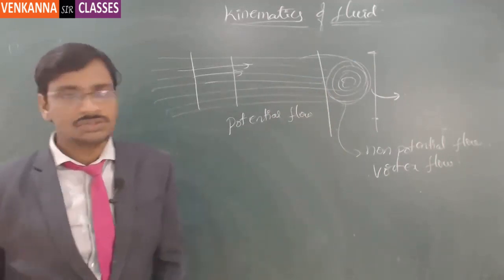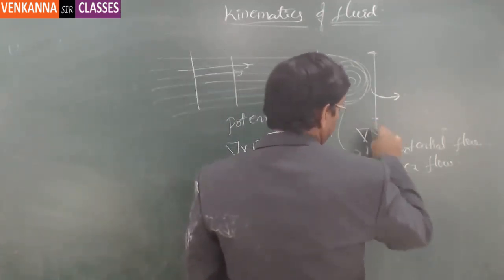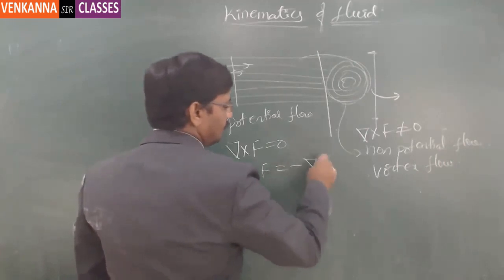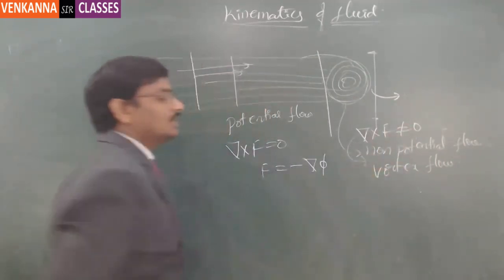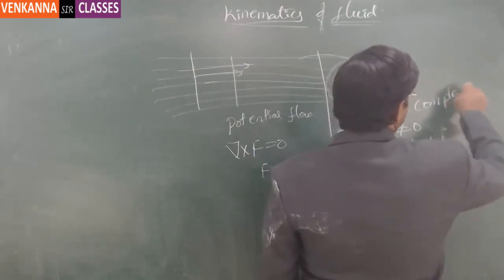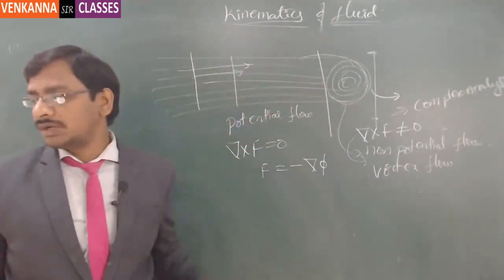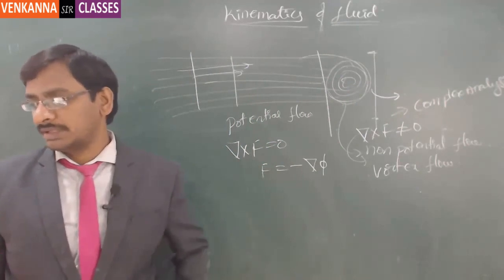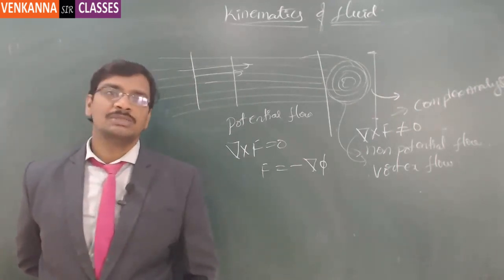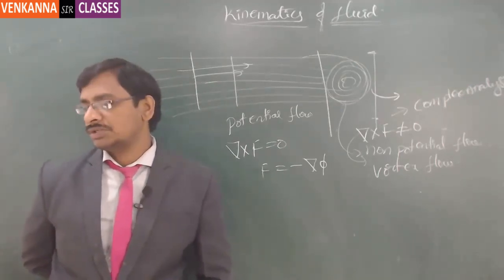Got it or not? So here del cross F equal to 0, and here del cross F not equal to 0. As del cross F equals 0, then F is equal to minus del phi. But here you have to use other concepts related to vortex flow. That is a little bit complex. Here we are going to use complex analysis. We will try to convert it into the form of the potential flow to some extent. Got it? So these are the fundamental concepts you have to be aware of before we start kinematics. Any questions?